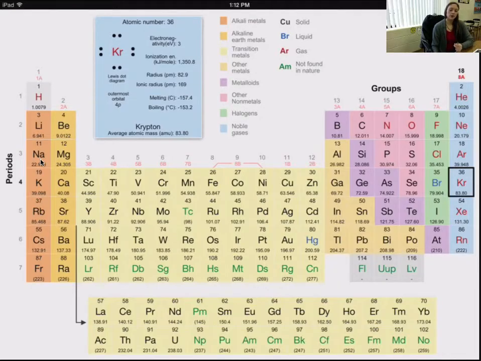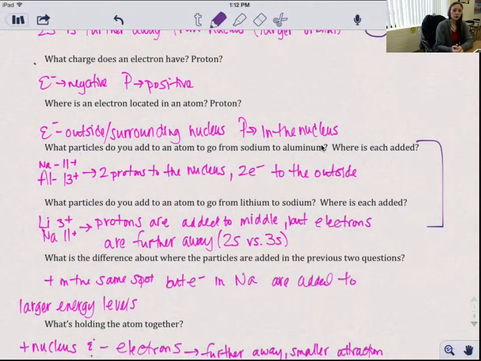When I look at sodium to aluminum, sodium has 11 protons and 11 electrons. Aluminum has 13 protons and 13 electrons. So you're adding 2 electrons and 2 protons if I go from sodium to aluminum. The thing is now, where are those being added? With sodium to aluminum, the protons are being added to the nucleus. The electrons are being added to the outside.